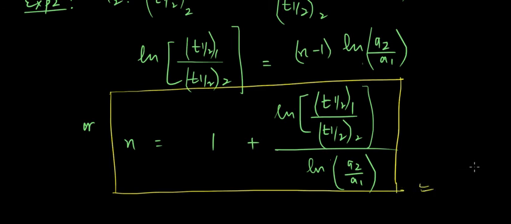So with this we come to the end of this lecture. In the next lecture we will be seeing one more method, which is the ratio variation method. So till then, good luck and goodbye.